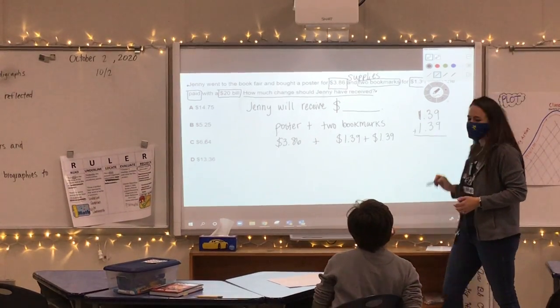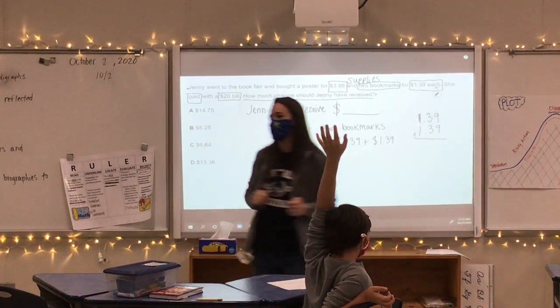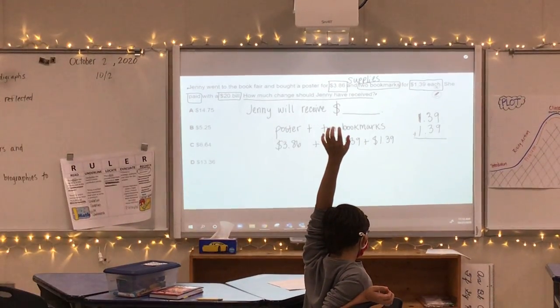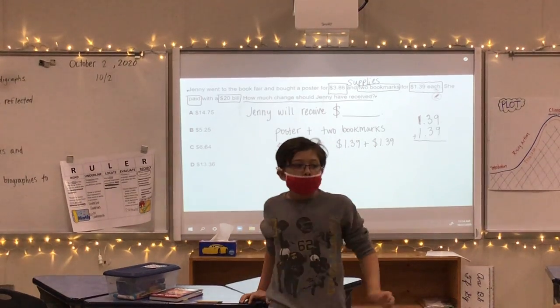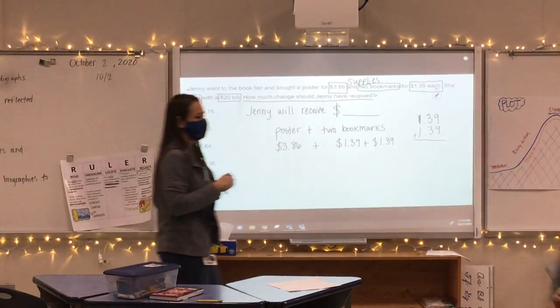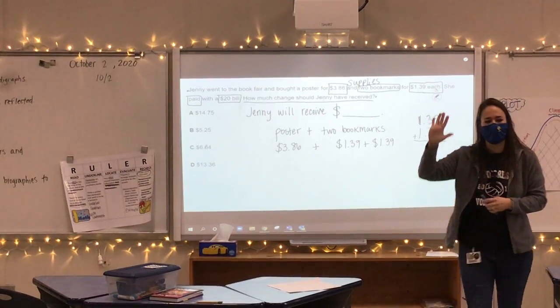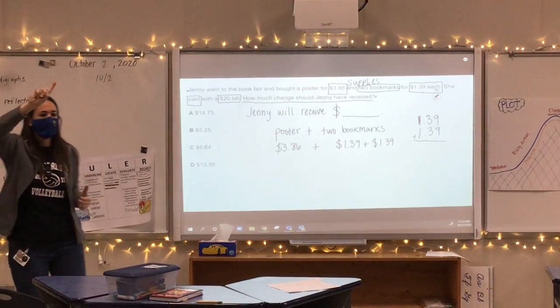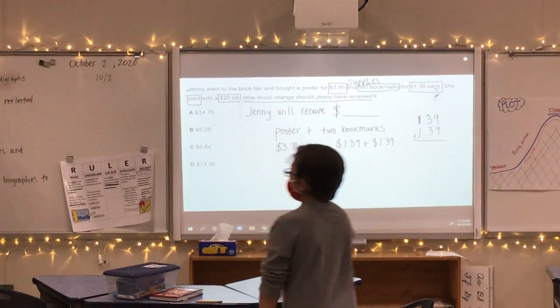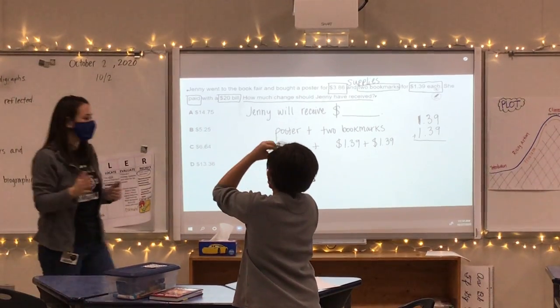I have a very important question. When you are adding decimals, what do you do with your decimal? Actually, hold on. Turn and tell the person next to you what you do with a decimal when you are adding or subtracting decimals. Go. What do you do with that? Alright, 5, 4, 3, 2, and 1. Roman, what do we do with our decimals when we're adding and subtracting? Line them up, right? You gotta line them up.